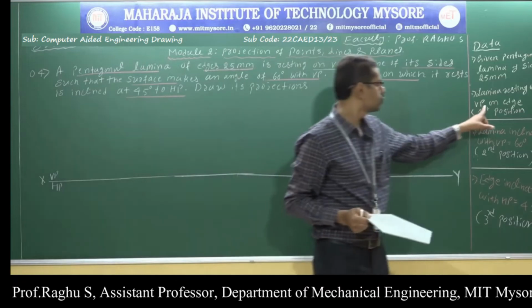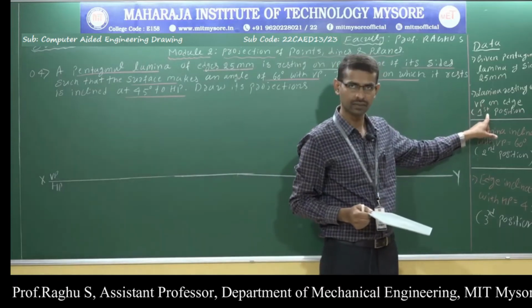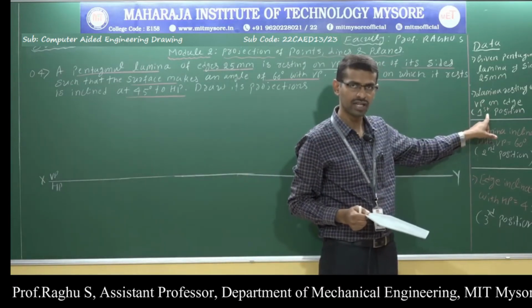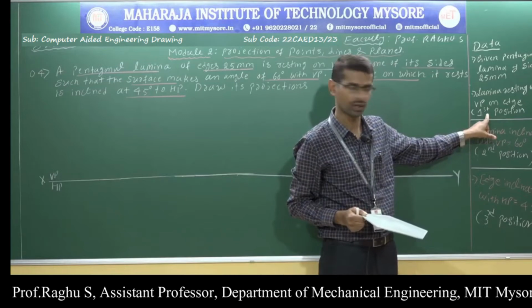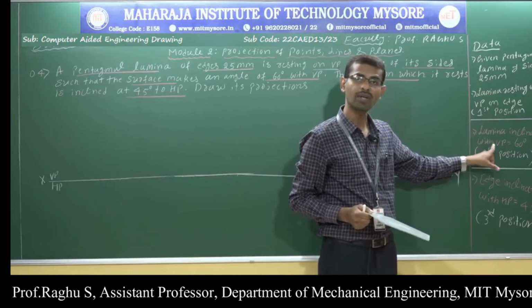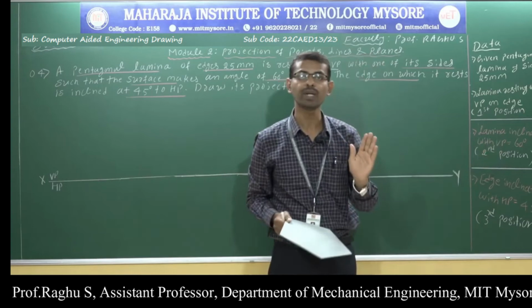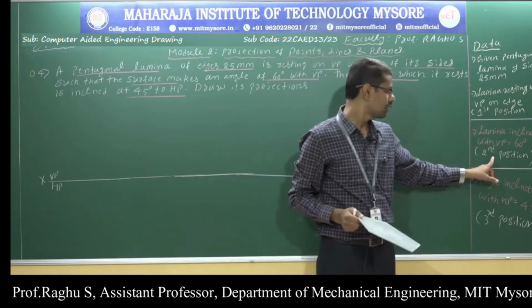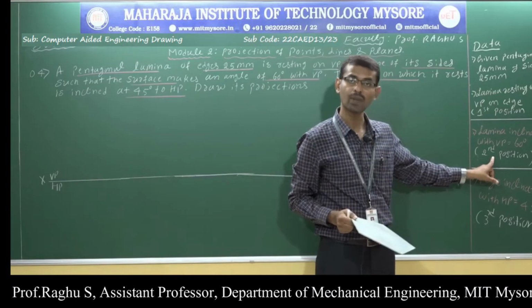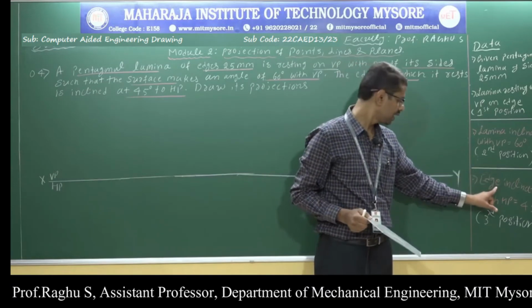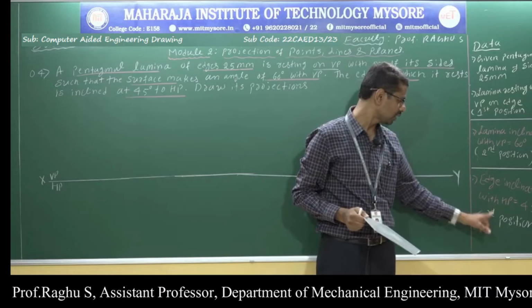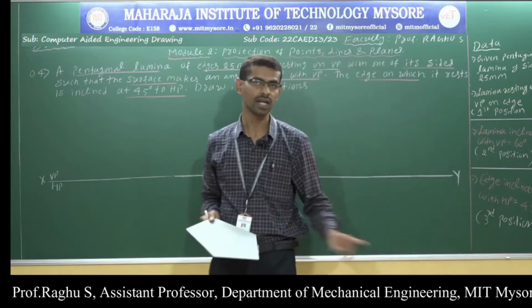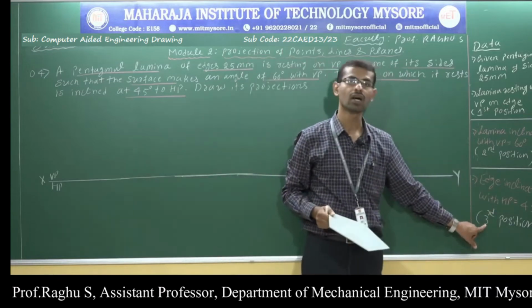Here the lamina is resting on VP with one of its sides, so this data is used for drawing the first position. Next, note down the lamina inclination with respect to VP. Take the VP inclination to draw the second position, since the lamina is resting on VP. Next, the edge or side inclination with respect to HP is 45 degree, and this data is used for drawing the third position.